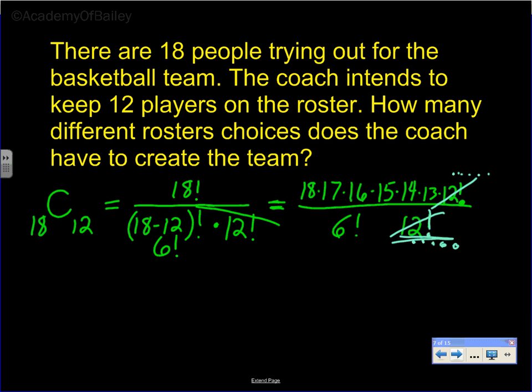Sometimes when you use a factorial, you get a really large number, and those large numbers aren't always easy to work with. So this is where we're at. Let's go ahead and multiply these numbers out. If you multiply the numbers out on the top, 18 times 17 times 16 times 15 times 14 times 13. When you multiply those numbers out, you should get, I'm going to write that down here.